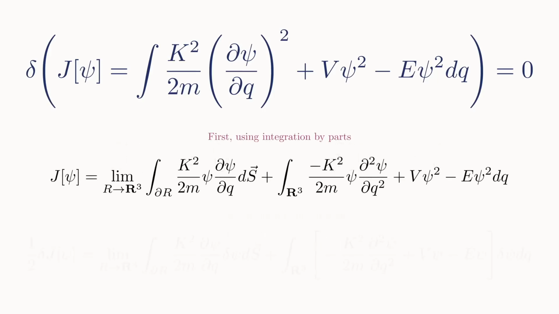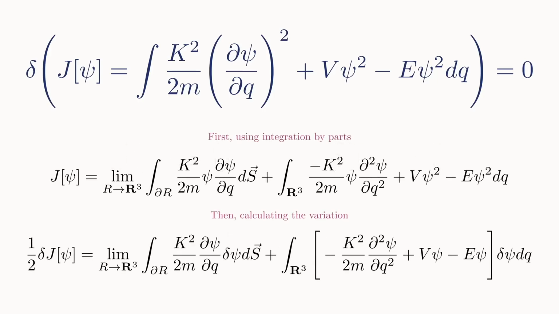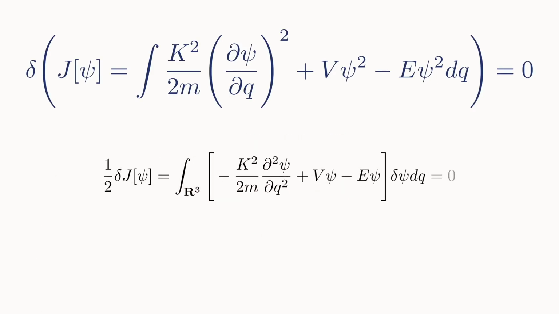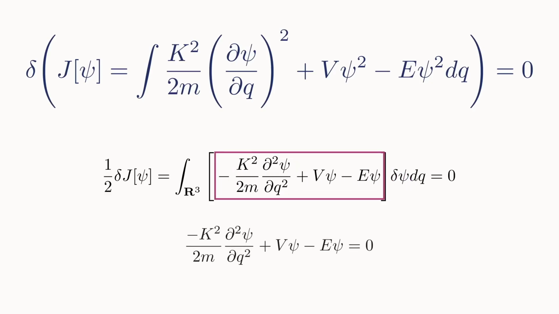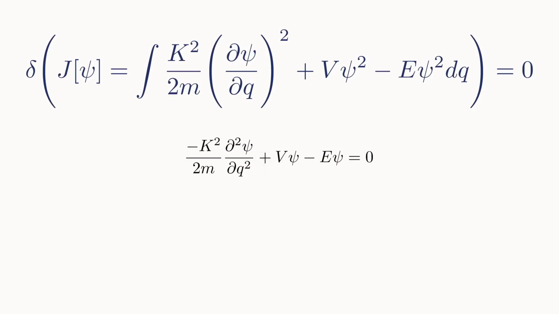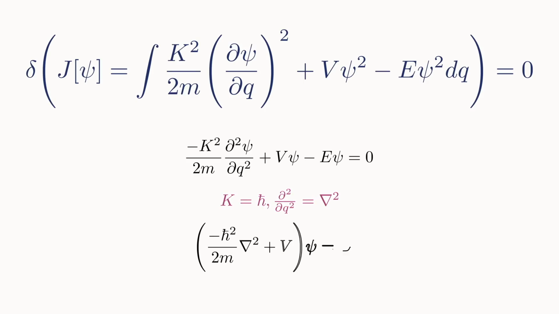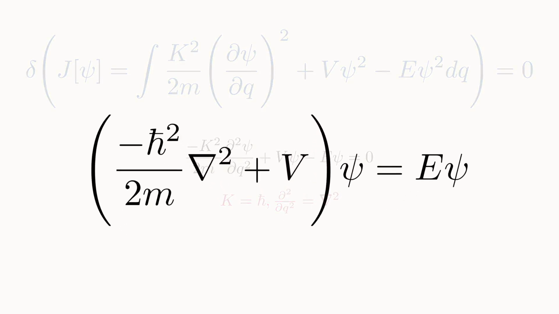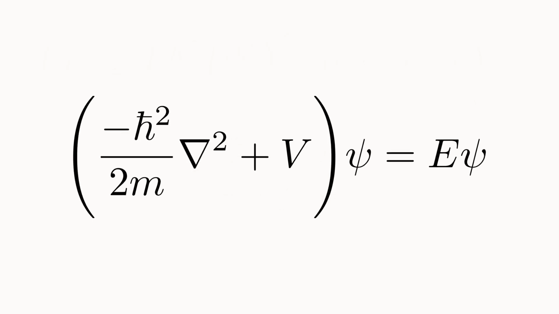Carrying through the calculations, the first term here is just a boundary condition that Schrödinger deals with later in the paper. It equals 0. So we are only left with this term. And since the variation of psi can be anything, in order for the whole integral to be 0, the rest of the expression in here must be 0. Then letting k equal h bar, the reduced Planck constant, and moving e to the other side, we arrive at the time-independent Schrödinger equation, the fundamental equation of quantum mechanics.